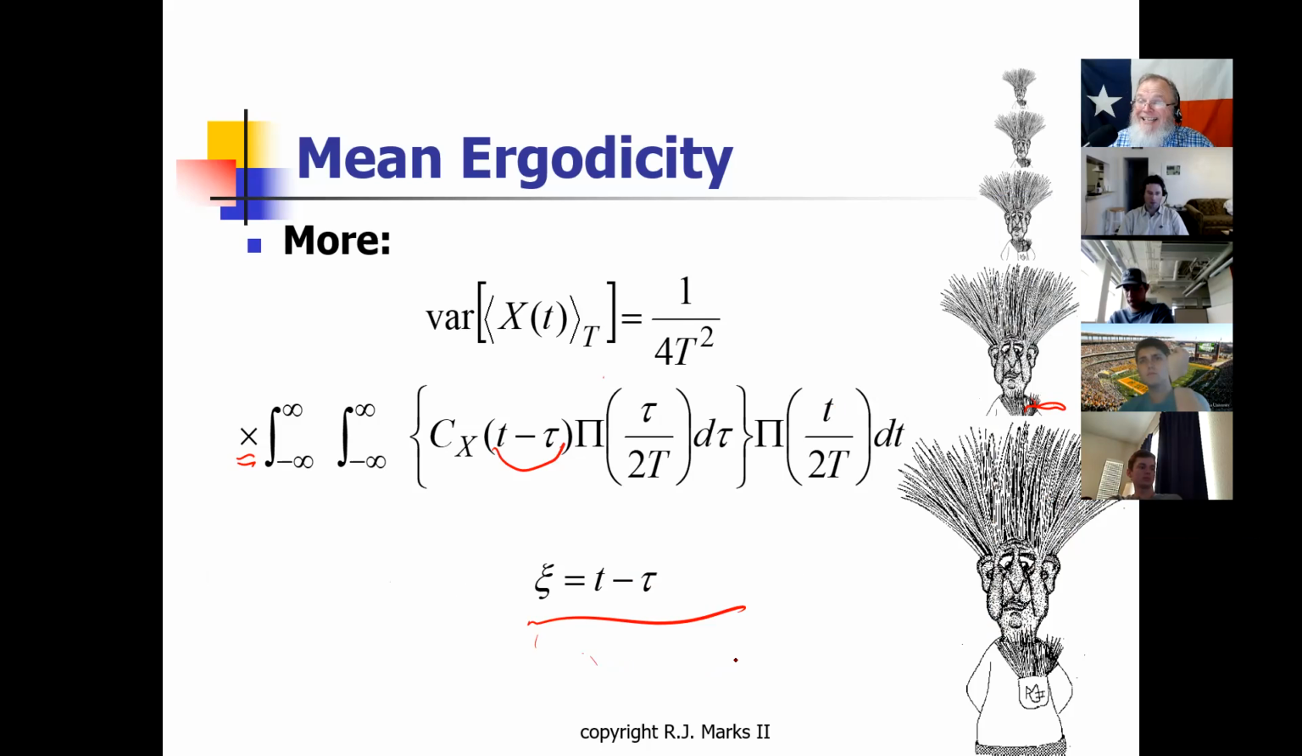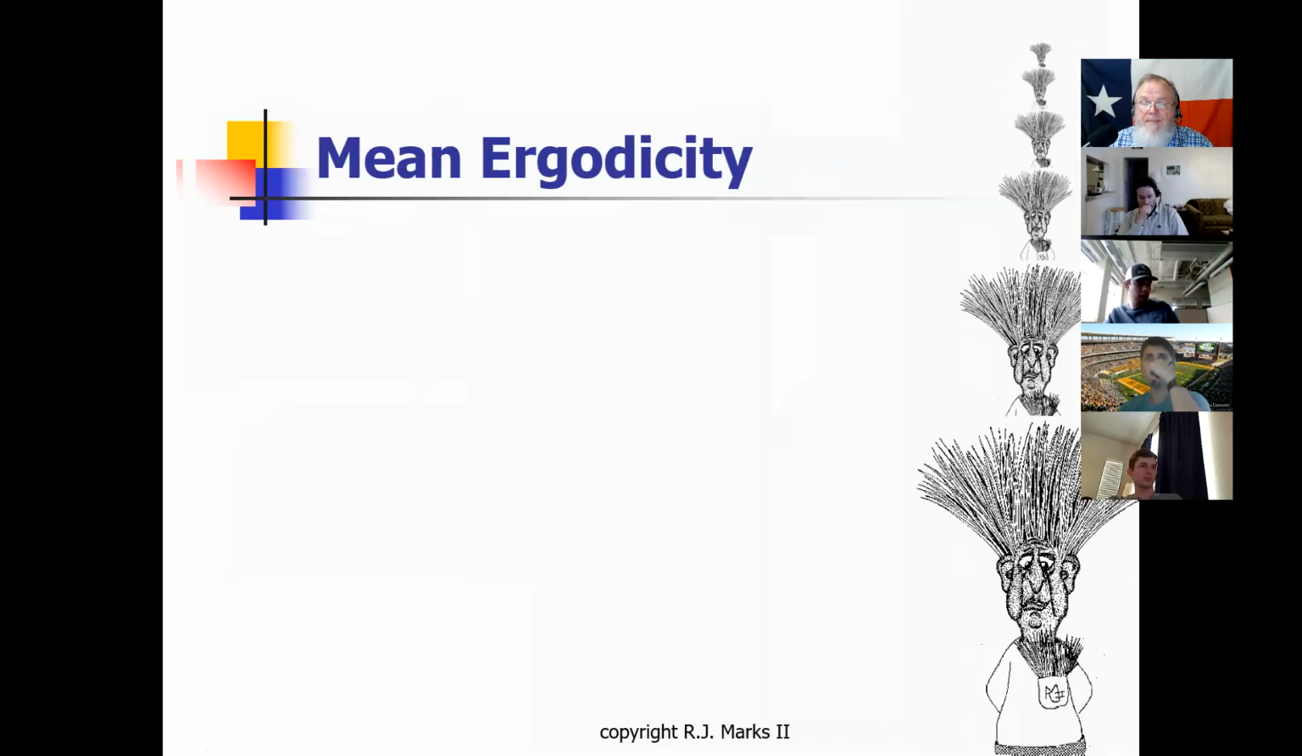But we haven't taken into account the assumption that our signal is wide sense stationary. So we should be able to just make this substitution and put it in here, turn the crank and see what happens, and something nice happens.